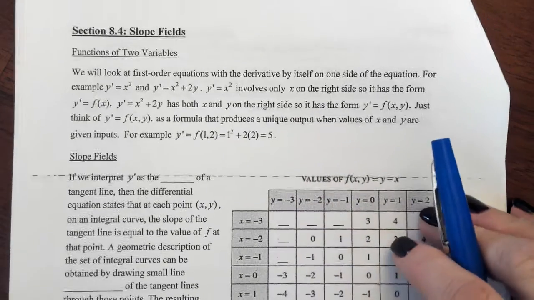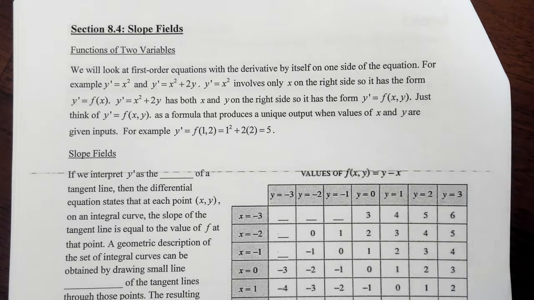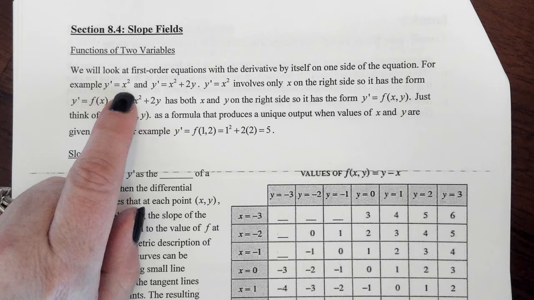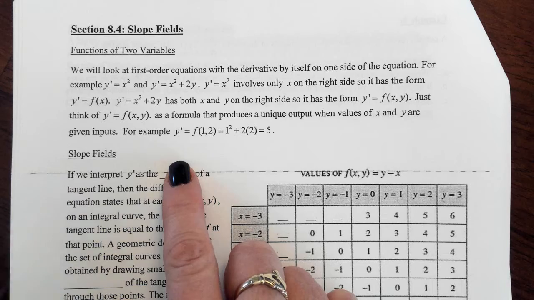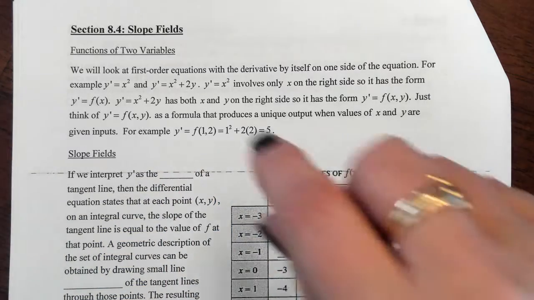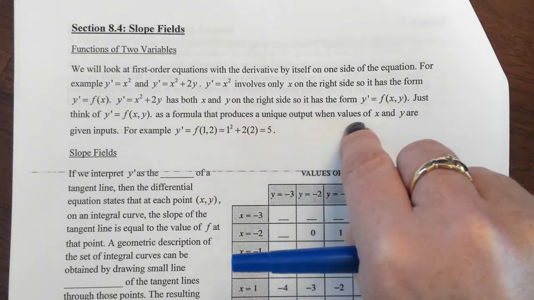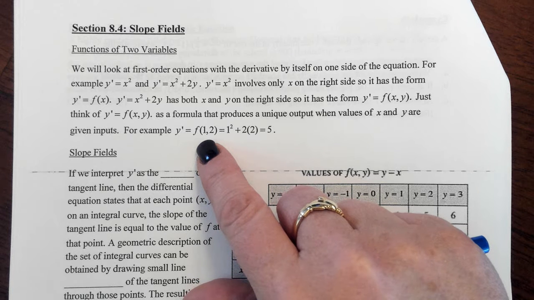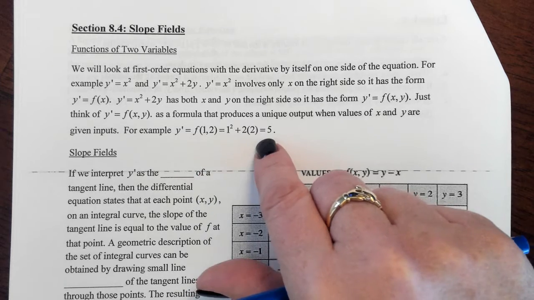So for section 8.4, we're going to talk about slope fields. We've been looking at first order differential equations in this unit, for example dy/dx equals x squared. When you talk about a slope field, we can look at these derivatives as a formula that produces a unique output given the values of x and y as inputs. For example, at the point (1, 2), we can plug in 1 for x and 2 for y and get an output.